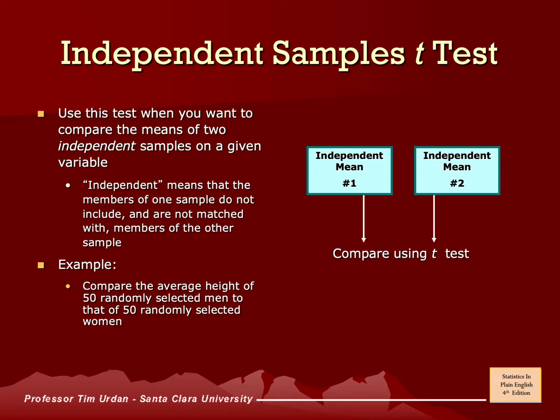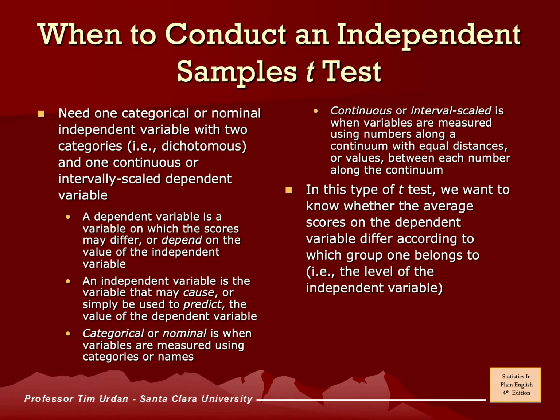An example would be comparing the average height of 50 randomly selected men to 50 randomly selected women. So we're not trying to keep homogeneous characteristics between our groups.